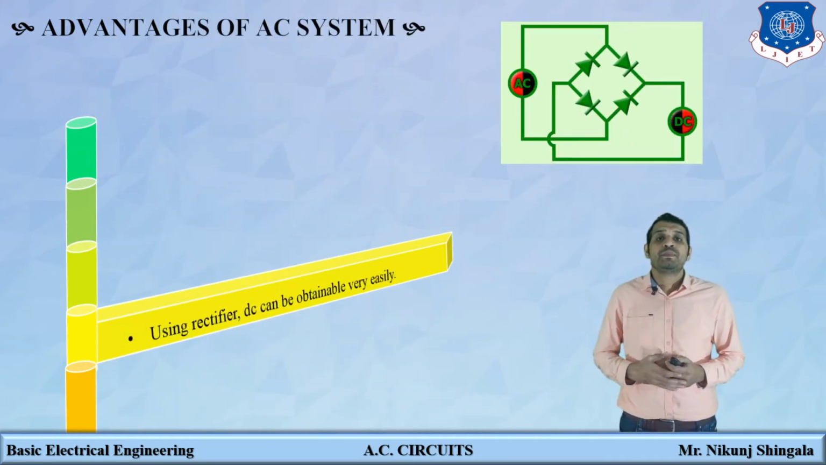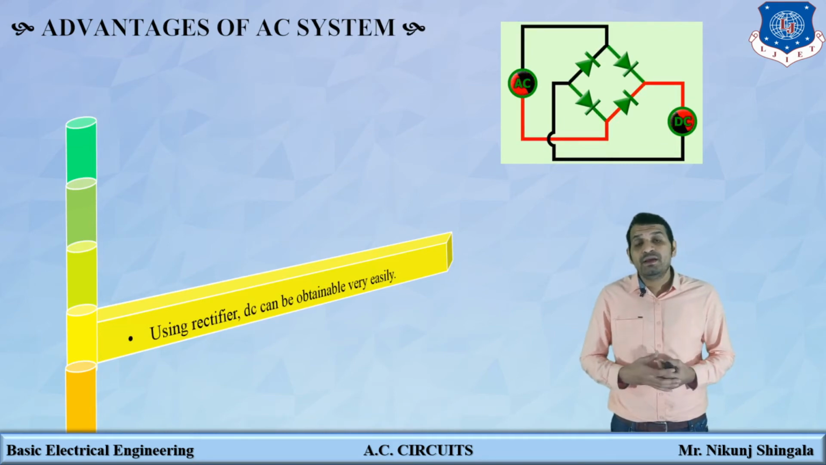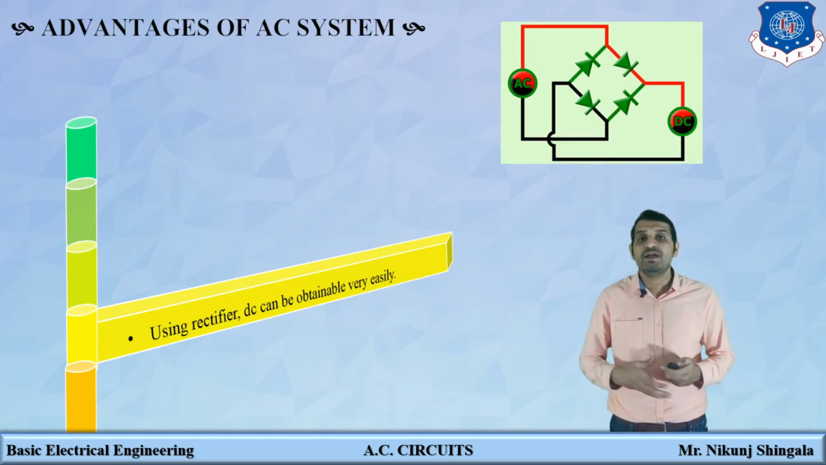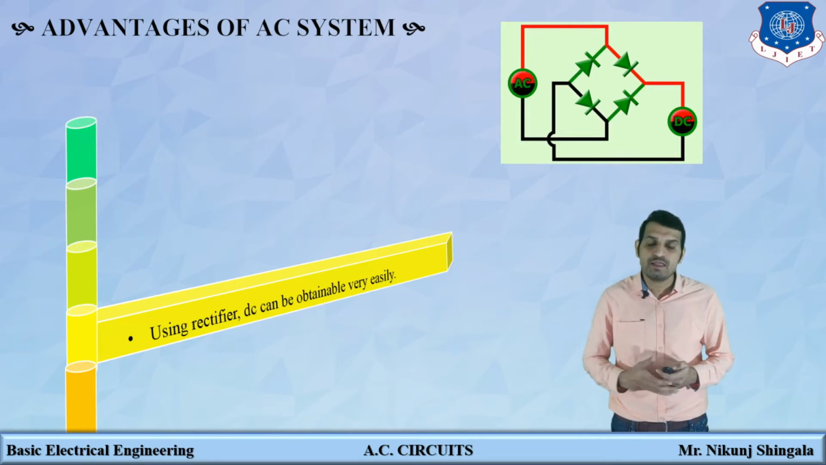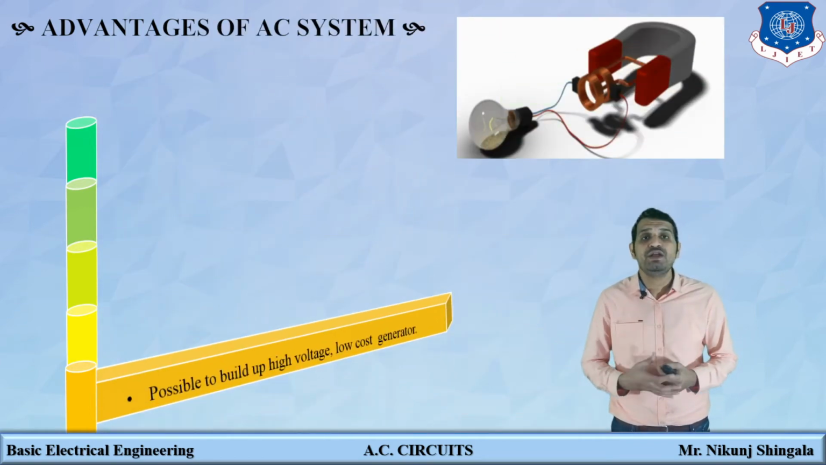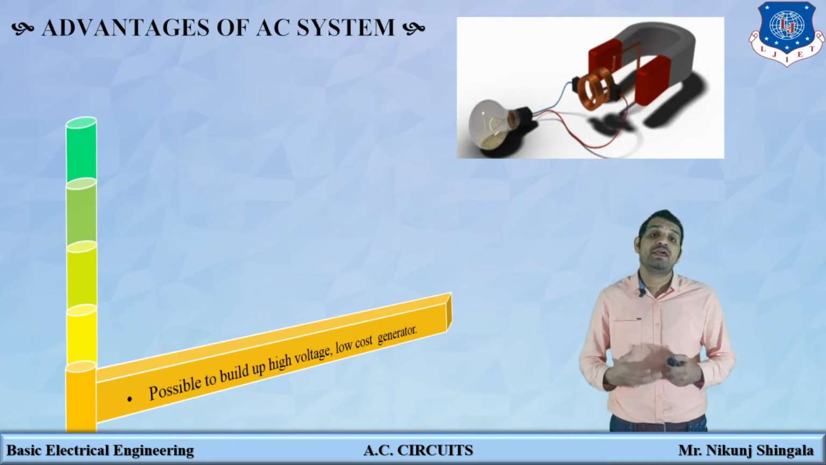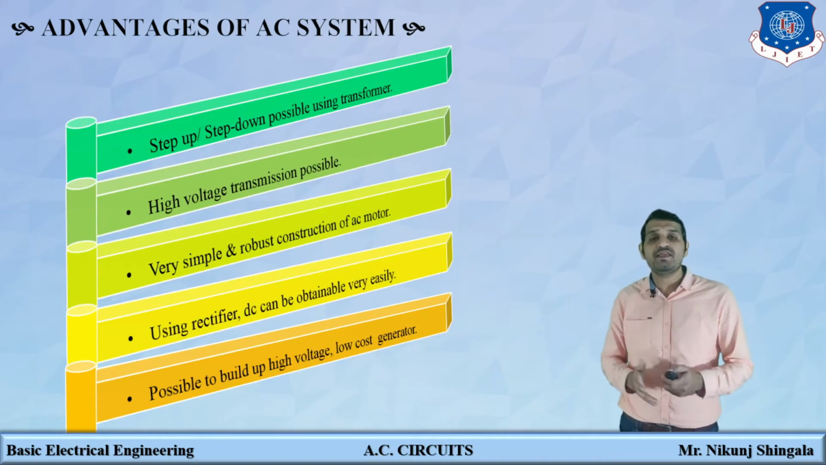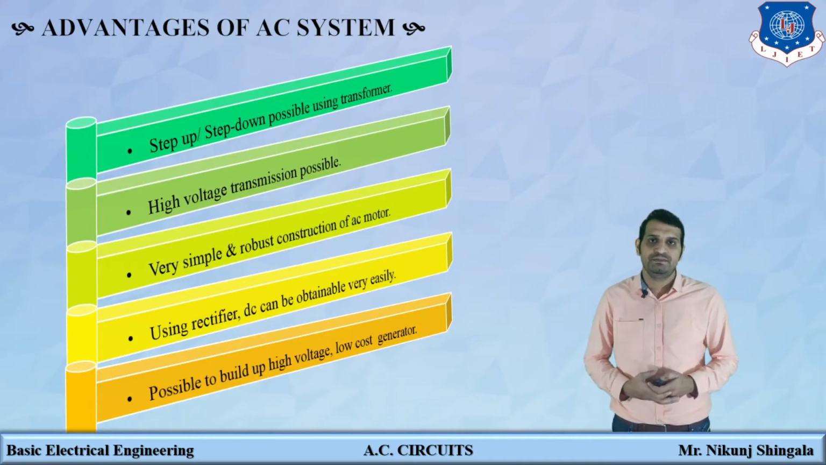The next thing is we can easily obtain DC from the AC using a device known as a rectifier. A rectifier is a device using which we can convert alternating current into direct current of the desired value. So DC can be easily obtained from the AC. And the final one is that it is possible to build a high voltage, low cost generator in the case of the AC system. So these are the different advantages of the AC system over the DC system.